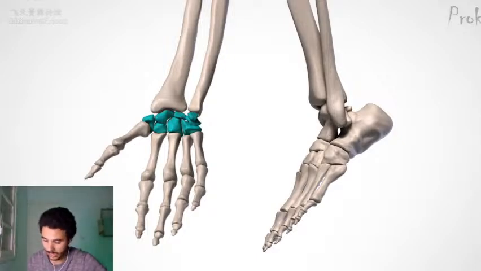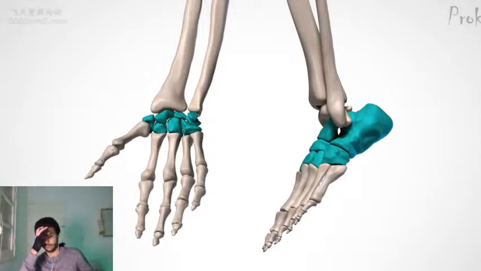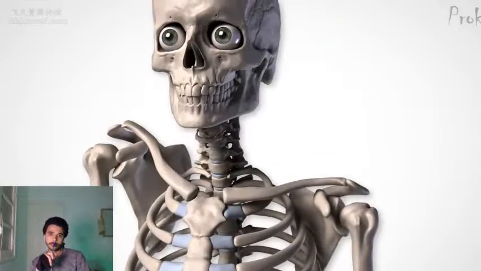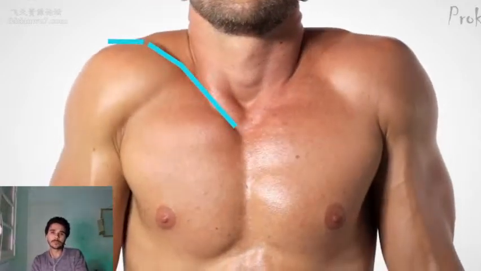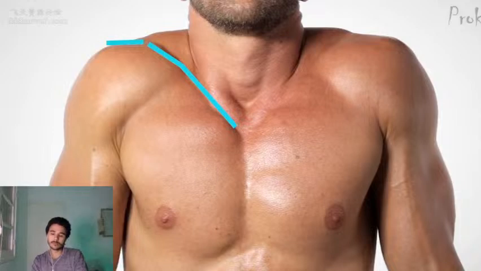Rotation only in one axis. And the tarsals of the foot. Ligaments hold these bones together, but might allow some rotation and gliding. Another plane joint is the acromioclavicular joint. That's the one between the clavicle and acromion process of the scapula. Okay. When we elevate the shoulder, the angle in here will adjust to keep the scapula vertical.